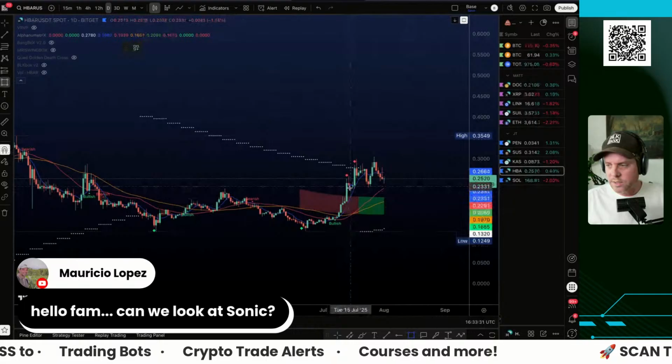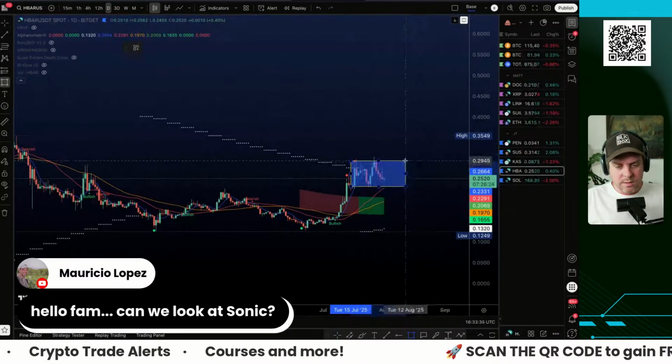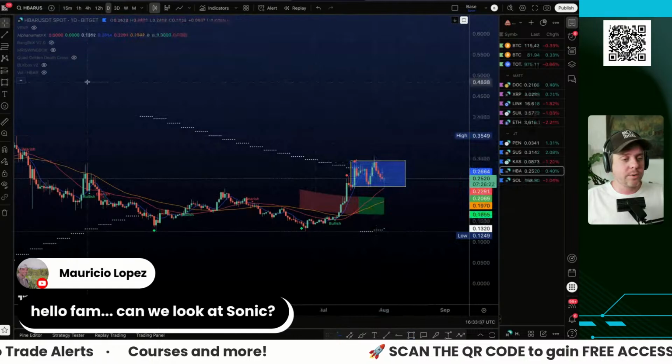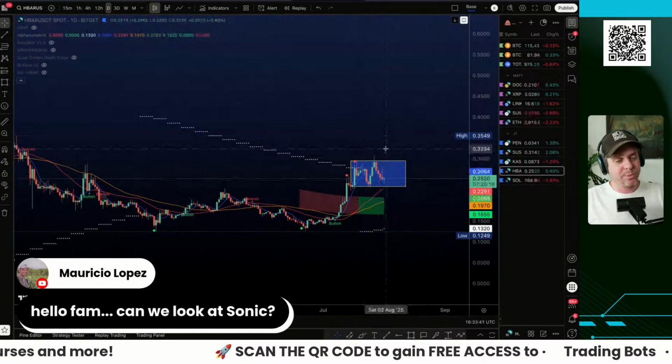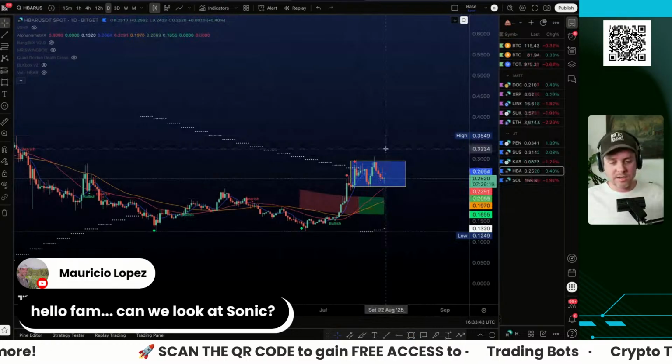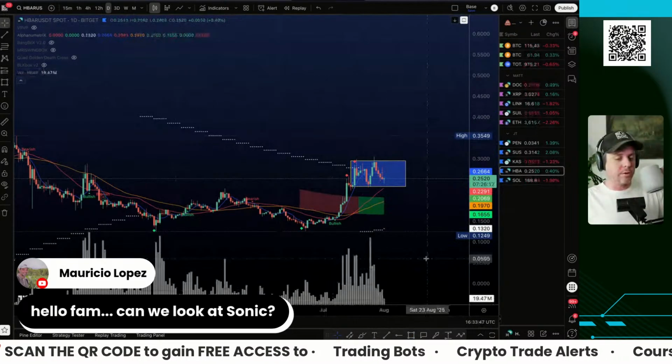We are still in a bull flag. So that's pretty good considering what we've seen over this most recent move. That's it for H bar. That's showing a lot of strength. There's a lot of demand for H bar. Let's take a look at the volume. Yeah, we got high volume here.